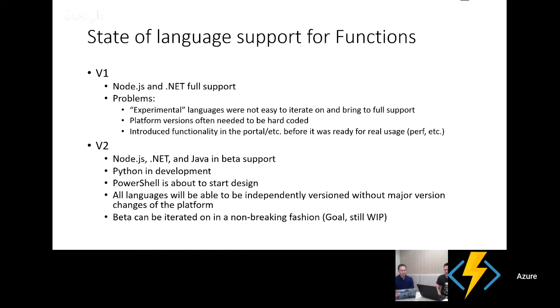Node.js, .NET, and Java are in beta support, as is V2 in general. Python is actually in development, and I'll share a link at the end for where you can watch and contribute to the Python conversation. And PowerShell is about to start design in the next week or so. All languages will be able to be independently versioned without major version changes of the platform, which means that once Node 10 is out in April, I think is what they announced as the date, we'll have that support in a week or two after that's announced.